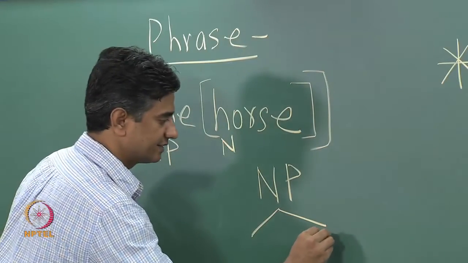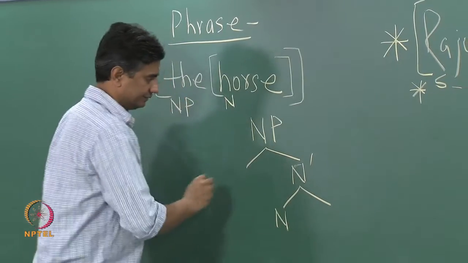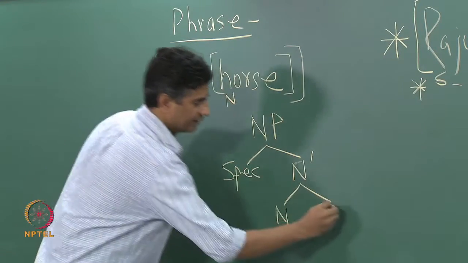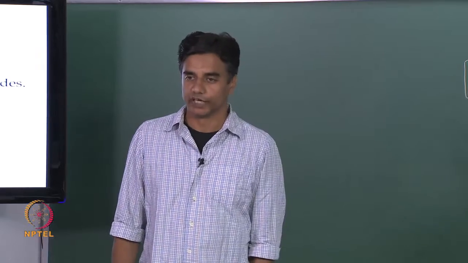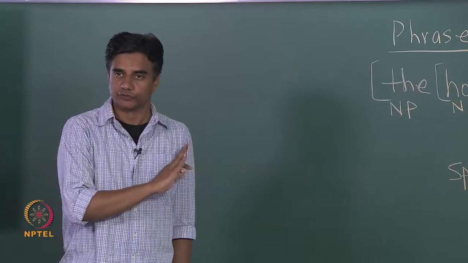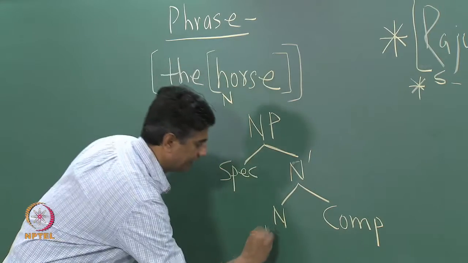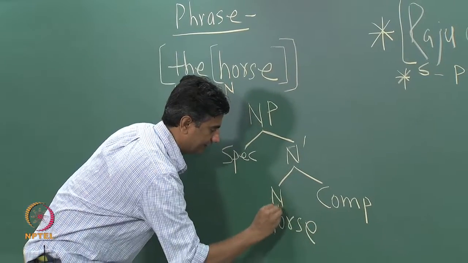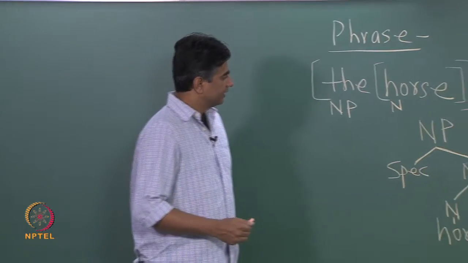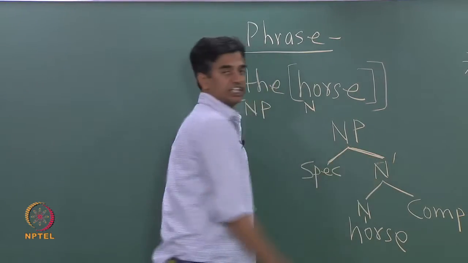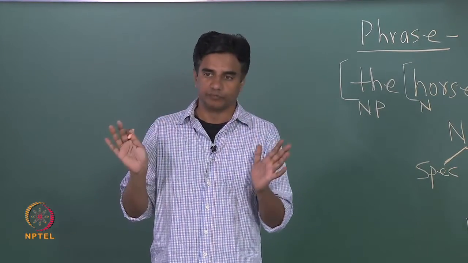This is how it is going to look like, and I'm going to describe this to you. It's a very simple idea. Now, let's see how it works. This is called a tree. A linguistic tree, which captures one particular phrase called noun phrase.